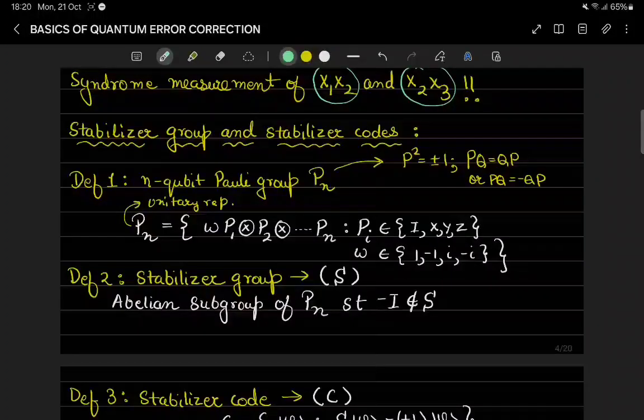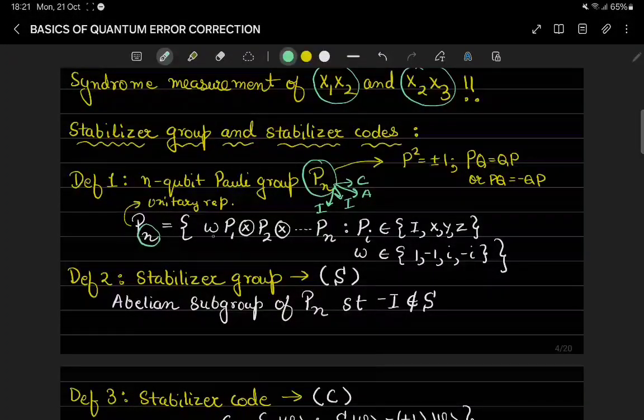So the main definition starts from the n-qubit Pauli group. A Pauli group is a group, and a group has four properties: closure, associativity, existence of identity, and existence of inverse. These are the group properties, and the Pauli group will also have these properties, and it is defined like this.